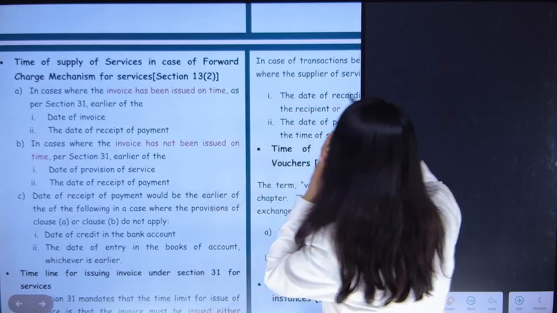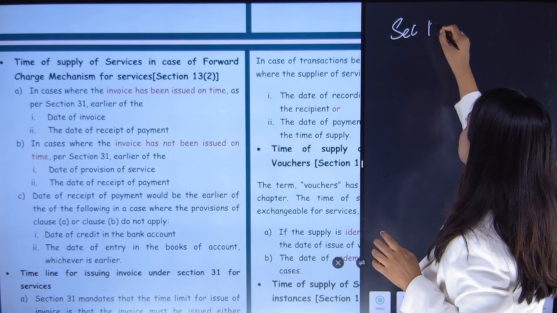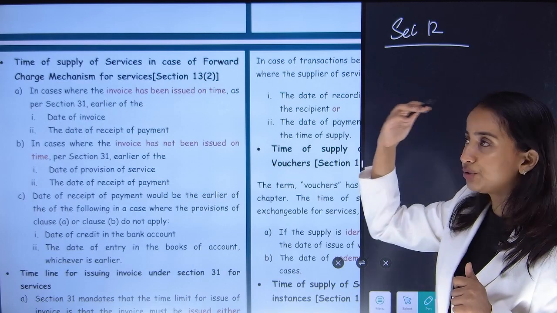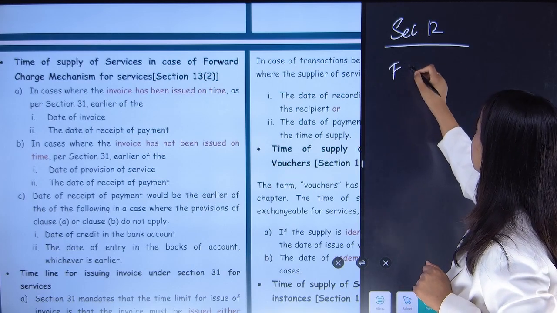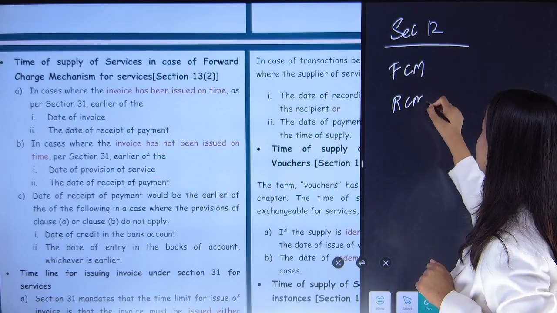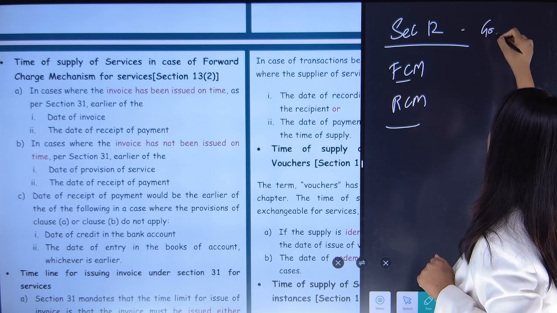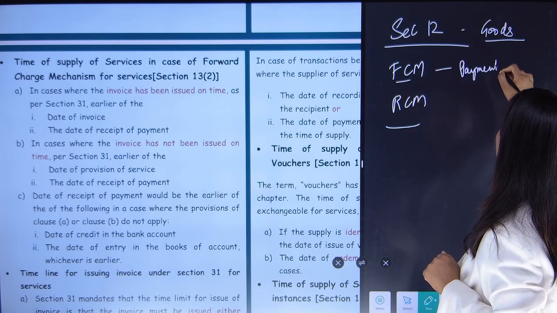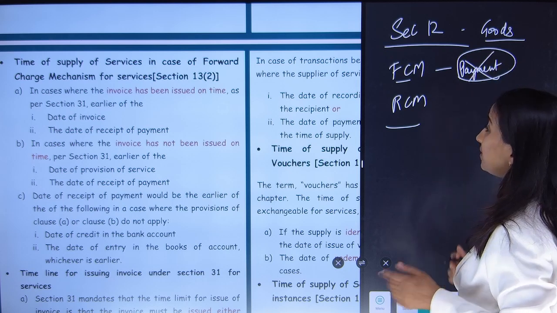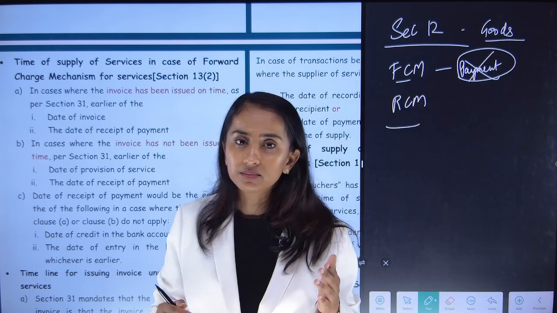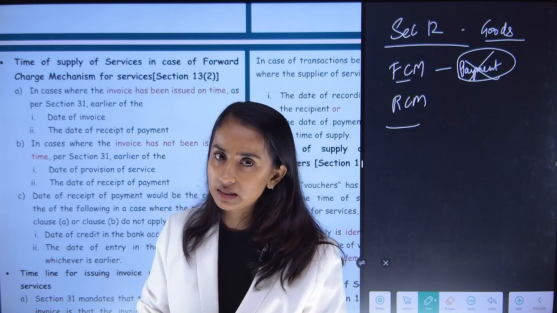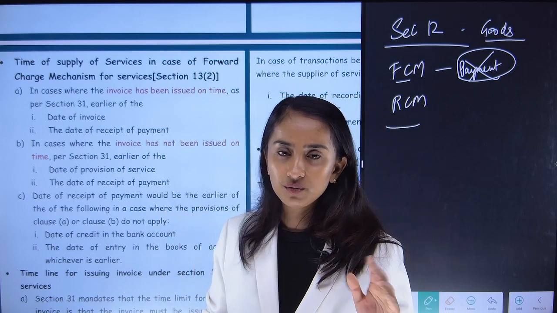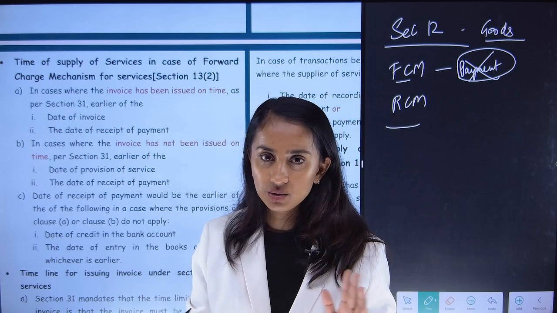Okay, so here we are done with section 12. Quickly look into the board please. We saw about FCM and RCM, and this was for goods, clear? And here we said payment date only not to be considered, that is date of receipt of payment. Be clear, date of receipt of payment will not be considered, but only date of issue of invoice, last day to issue invoice, these two days you will consider.